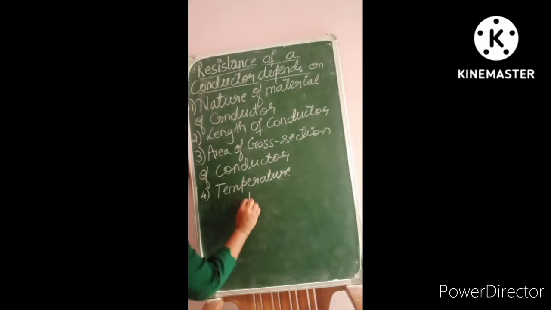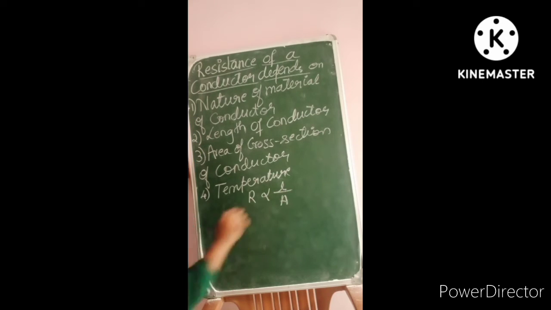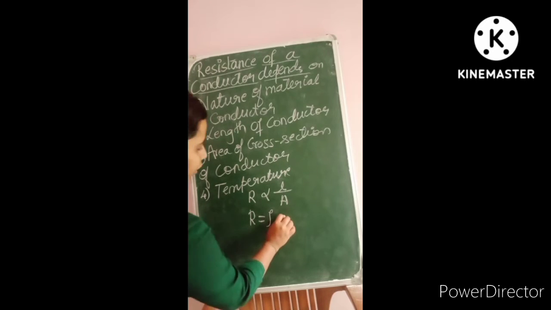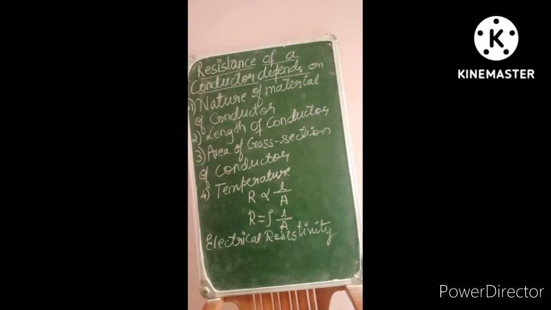That is, resistance depends on the length and area of cross section. We can replace this proportionality sign by some constant, say rho. R equals rho L divided by A, where rho is nothing but the specific resistance, also called electrical resistivity.